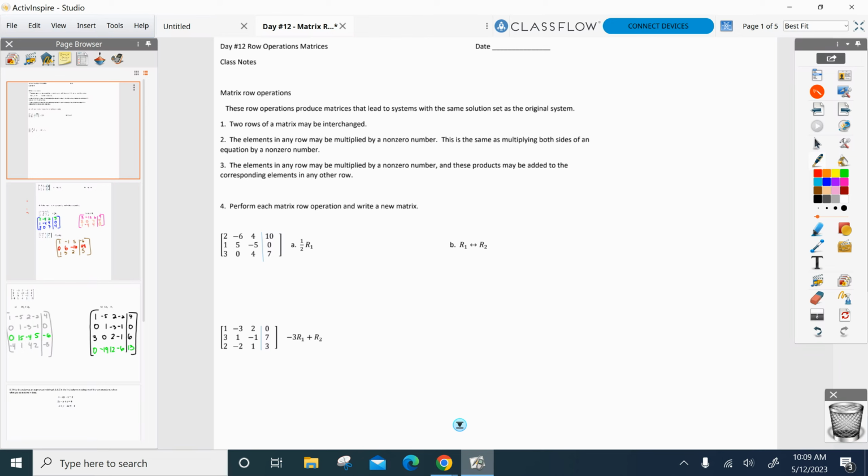This first one, everyone sees the 1/2, and they see capital R with the subscript of 1. The capital R means a row. Subscript means the row we're talking about. In this case, row 1. So what am I asking? Everything in row 1 multiply by 1/2 or divide by 2. Well, what about rows 2 and 3? Nothing. Rewrite them.